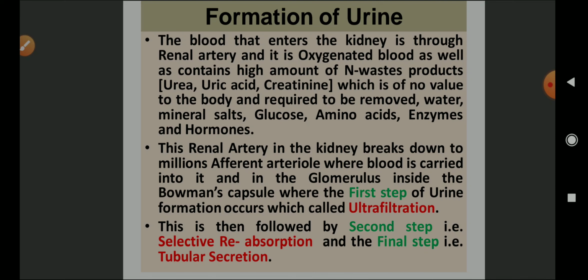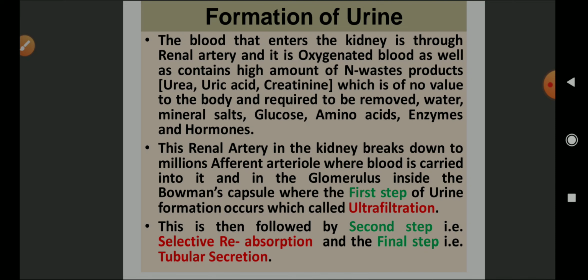But what is the main component that is seen in this filtrate? Number one, water, glucose, amino acids, enzymes, hormones, vitamins, and nitrogenous waste materials like urea, uric acid, ammonia, creatinine, minerals like sodium, potassium, all these are seen.